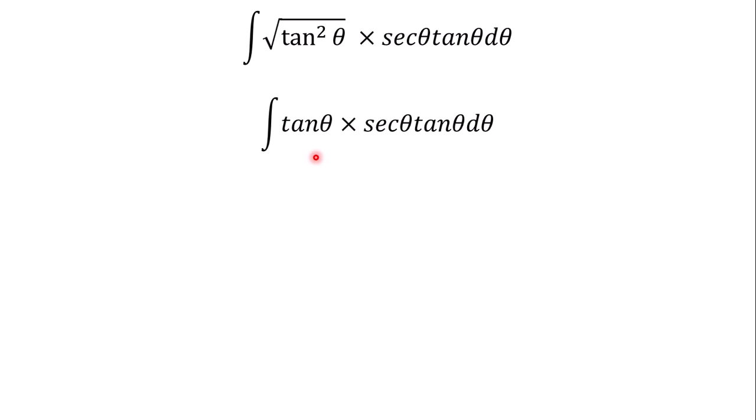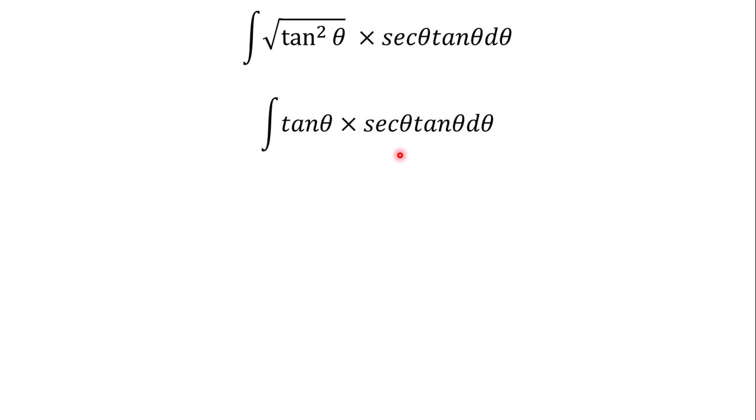So we could have just replaced square root of x squared minus 1 with tan theta, and then we multiply by this one, because this one is replacing dx in the theta world.